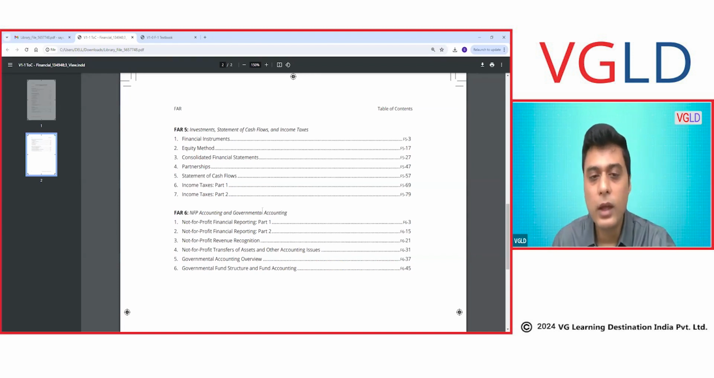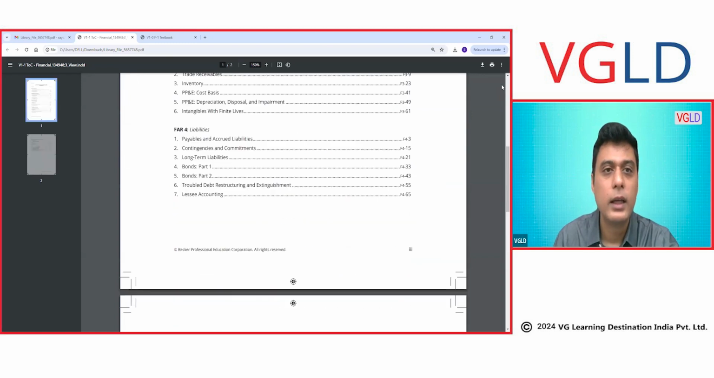Okay. And then finally, you have FAR 6, which is not-for-profit accounting and governmental accounting. NFP is considered to be simple, but governmental accounting is something that a lot of students find very tricky. Okay, so I think I have told you which topics are considered to be tricky by students. Not necessarily that you will find them tricky, maybe you will find them easy. I'm just saying that a lot of students find these topics tricky. And so I'm going to go slow when we reach these topics.